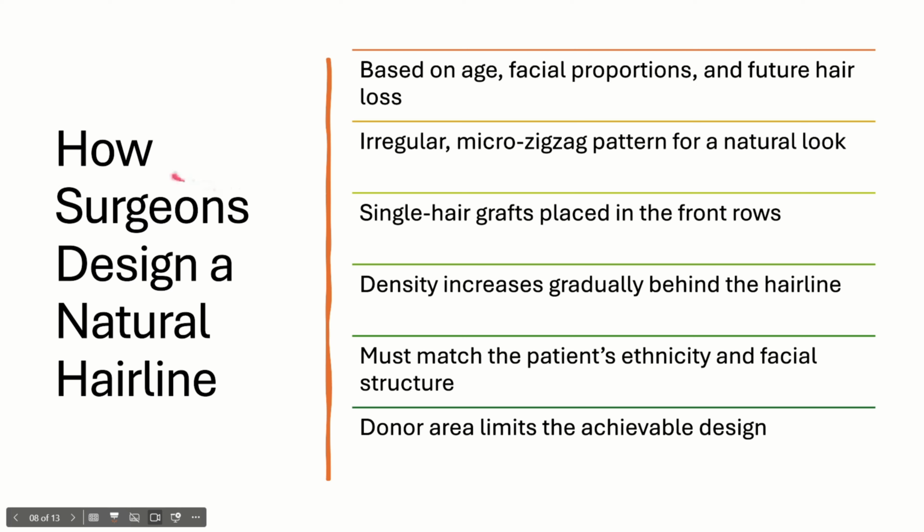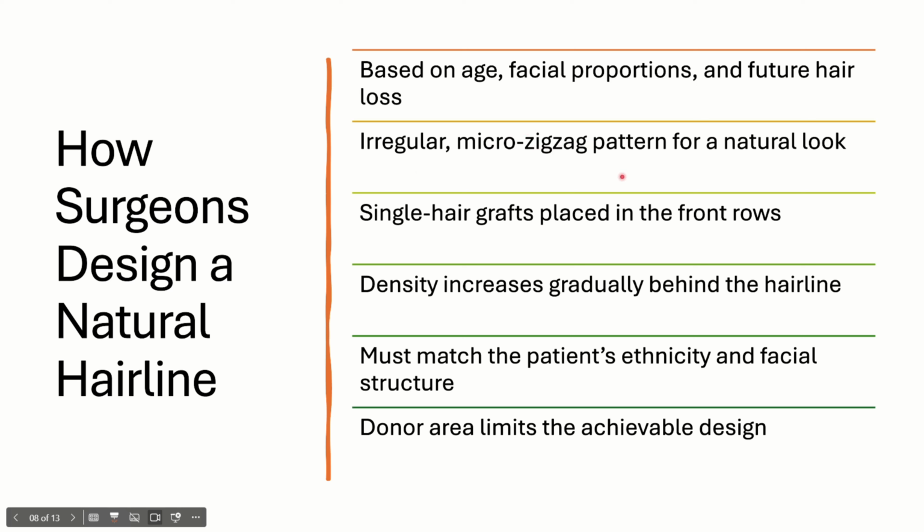So how should the natural hairline be designed? Based on age, facial proportion, and future hair loss. It's very important: if you decide to have a hair transplant, you need to take medication, because the transplanted hair is not going to fall, but your native hair can fall. So you need to take medication to save your native hair.